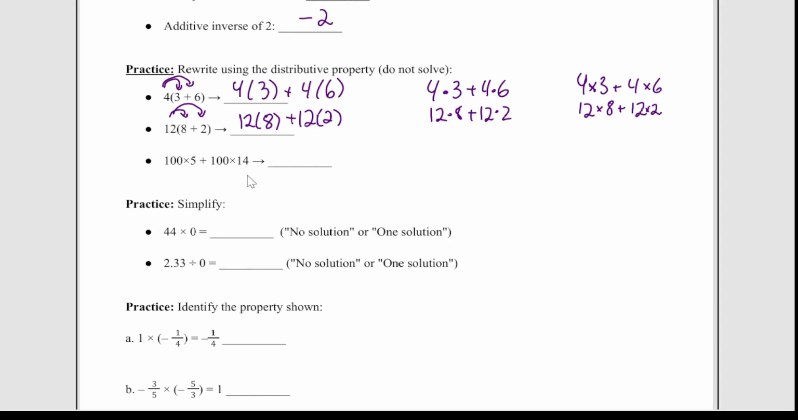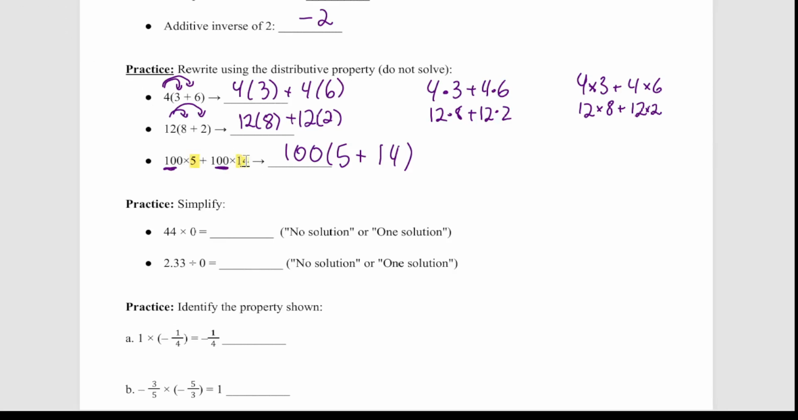This last one's actually asking you to work the other way around, where they have a 100 in common that was distributed over 5 plus 14. And then you could recognize that because they have 100 in common, we're just going to rewrite that once. And then the numbers that were not in common, we're going to rewrite as distributed over that addition.